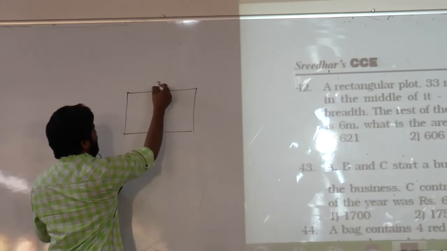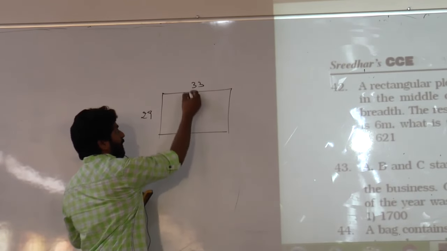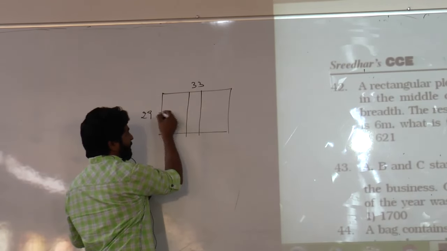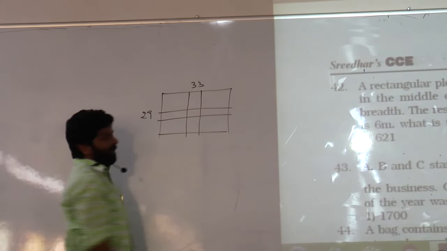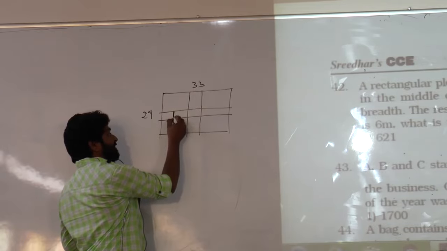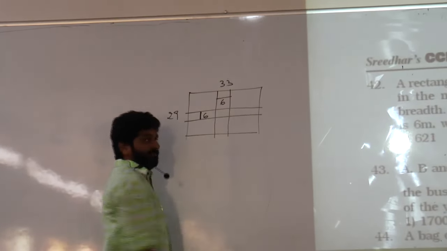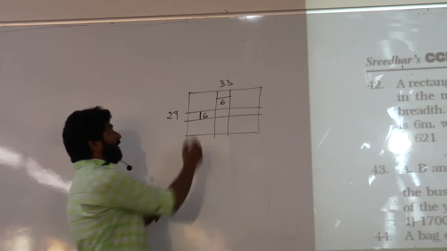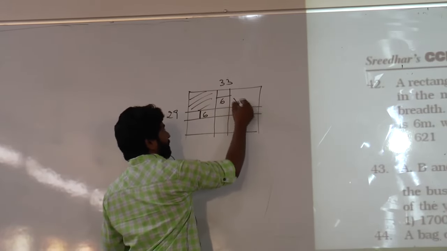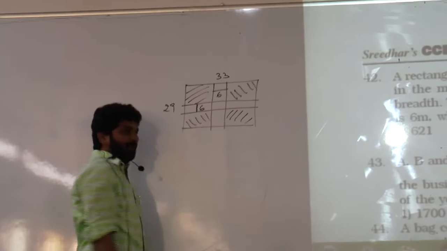This is a rectangular plot whose length is 33 meters and breadth is 29 meters. We have two concrete roads in the middle of it, one parallel to length and another parallel to its breadth, and the width of the road is given as 6 meters. This is also 6 meters. And the other area, this one, is used as lawn. You are asked about the lawn area.